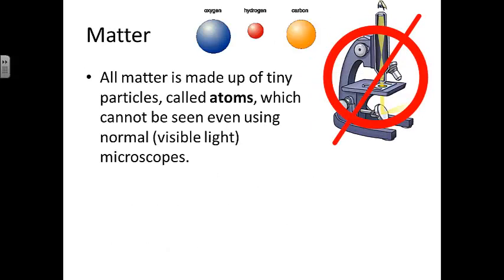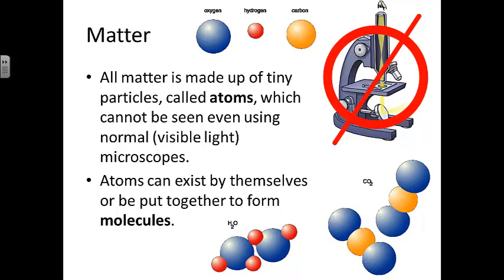All matter is made up of tiny particles, and we call those tiny particles atoms. They cannot be seen using visible light. We cannot use a normal visible light microscope like you're used to seeing in your classes to view an atom. They are just too small. Atoms can exist by themselves or may be put together to form molecules, such as the water molecules and the carbon dioxide molecules pictured here.